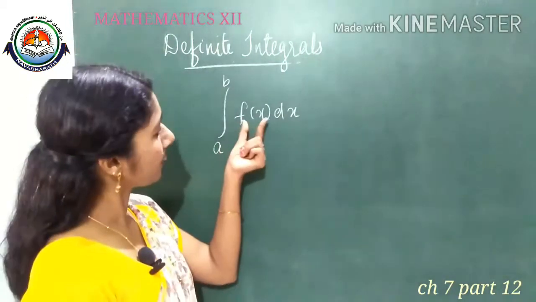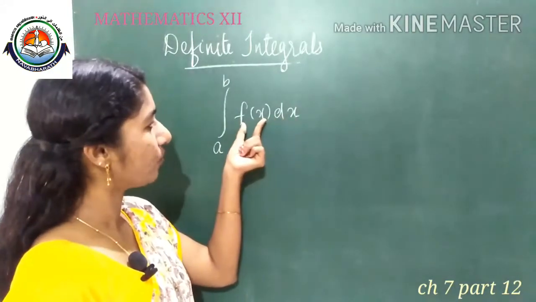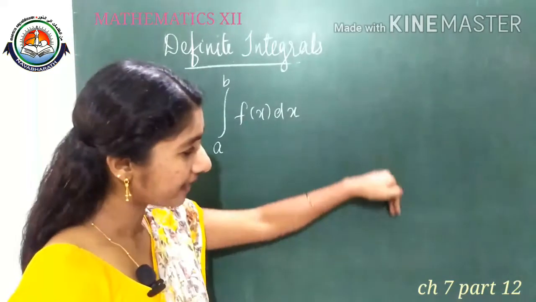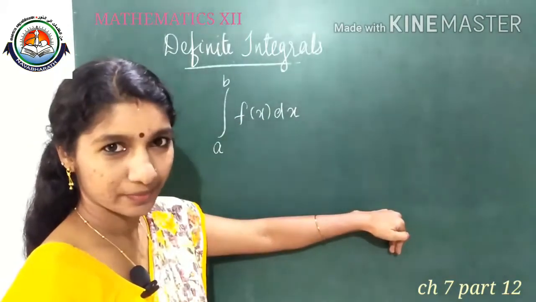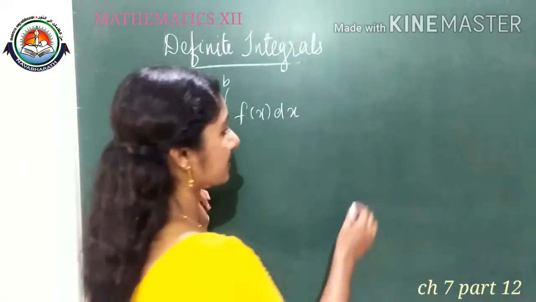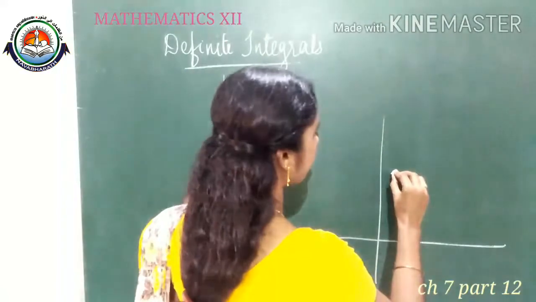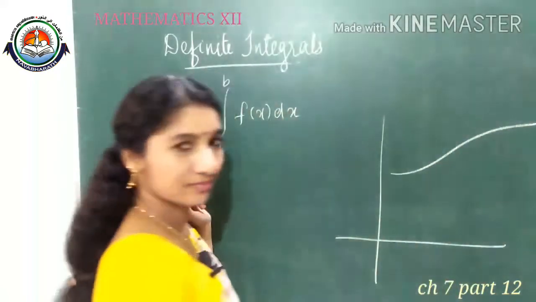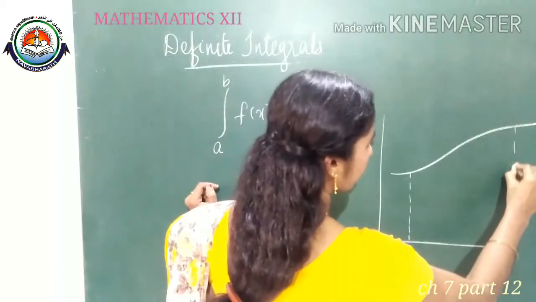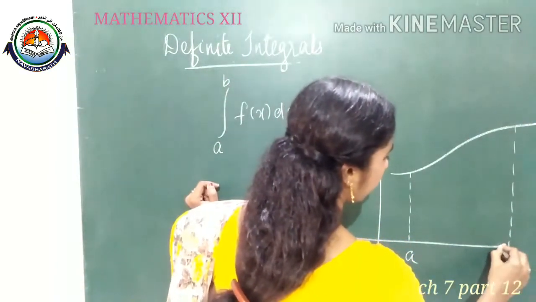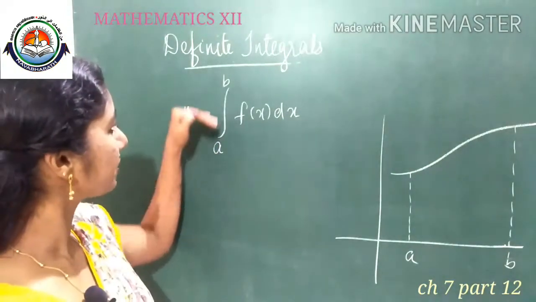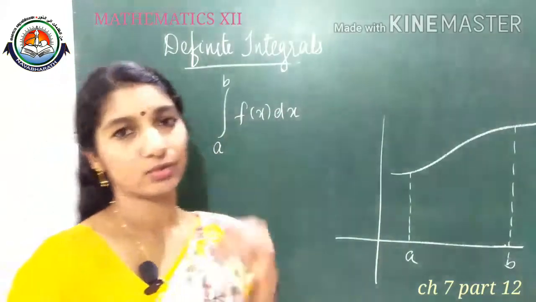So actually f of x into dx means y into dx, means one quantity y, that means the height of this one strip, into dx is the width of that strip. I will show you how it is coming. Suppose this is the curve f of x and we are taking from a to b in the interval a to b. We are going to find integral from a to b f of x dx equal to what?